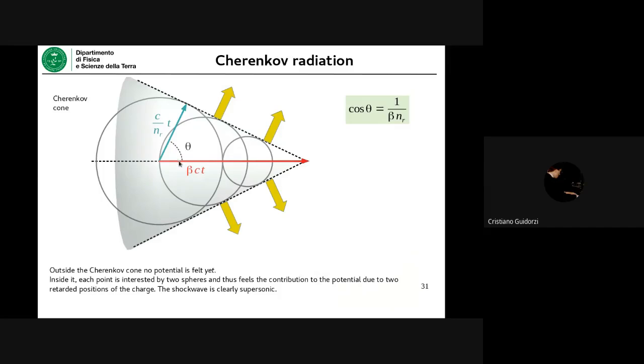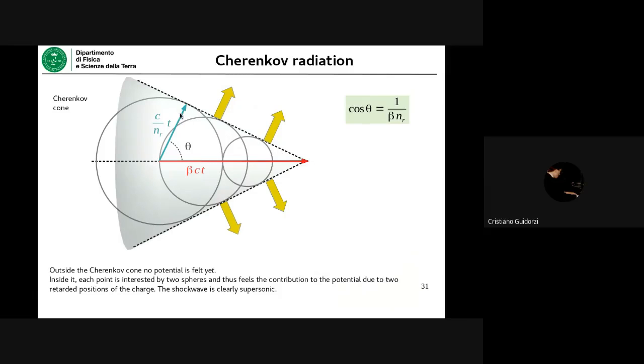So immediately you see that the cosine of theta is this over this. So it is just 1 over beta n, which is exactly the angle at which the factor kappa that I'm mentioning, which appears in the denominator of both potentials, vanishes.